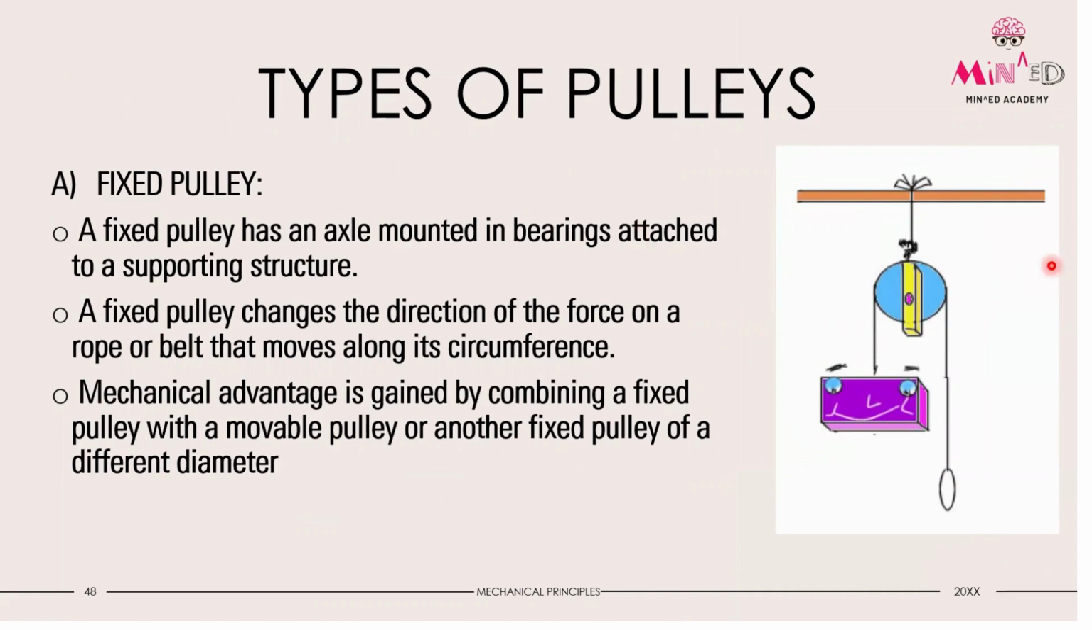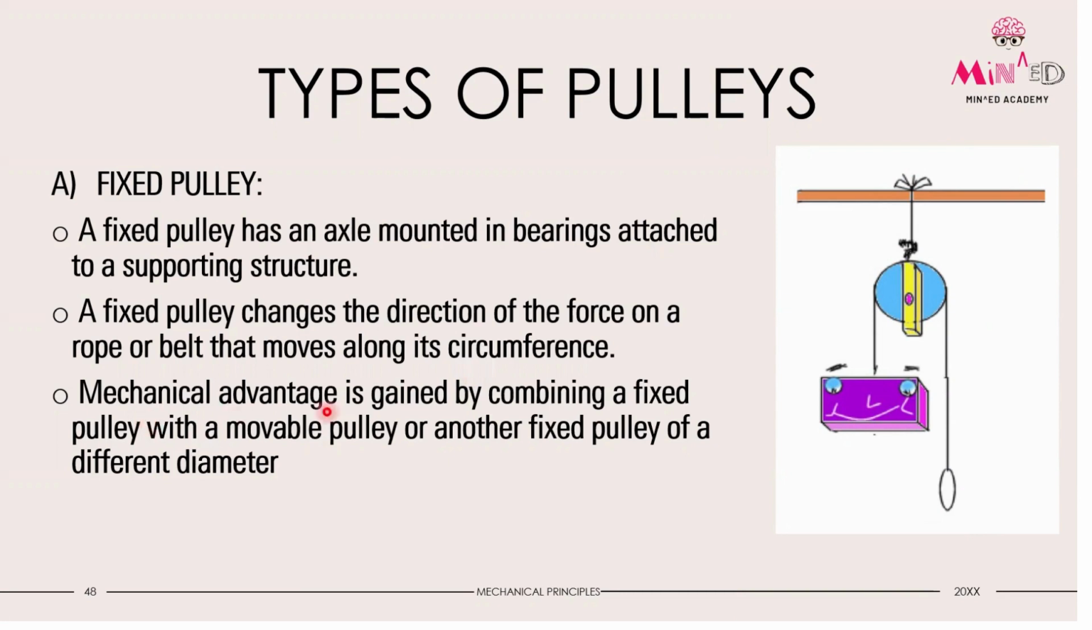So the first type is the fixed pulley. In this, it is an axle mounted in the bearing attached to the supporting structure. See, this is attached to the supporting structure. So this is a fixed pulley, and a fixed pulley changes the direction of the force on a rope or belt that moves along its circumference. So what's the advantage of a fixed pulley? It helps in changing the direction of the force.